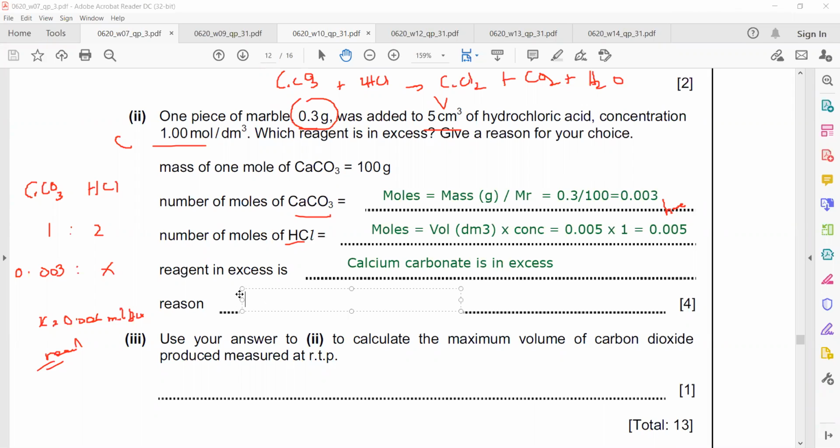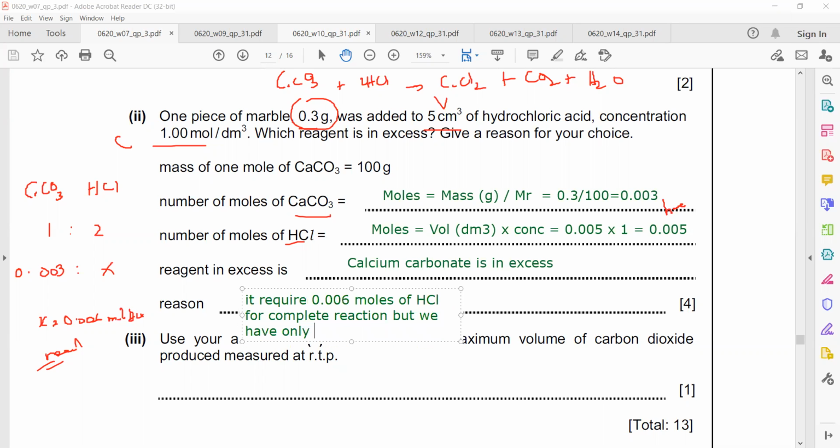And the reason: because it requires 0.006 moles of HCl for complete reaction, but we have only 0.005 moles of HCl. So if one is limiting, the other one will be in excess.